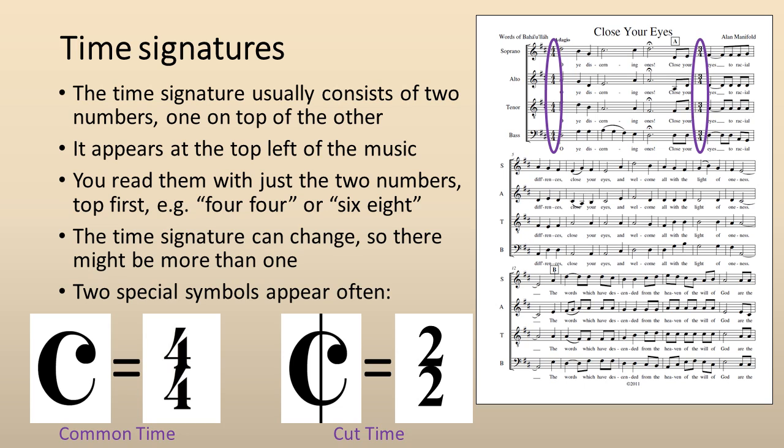And that brings us to our second topic, time signatures. A time signature usually just looks like 2 numbers, one on top of the other. Lots of music will have only one time signature, and you'll find it at the top left of the music. But the time signature can change in the middle of the piece, so you might see more than one, as in the example here. 2 time signatures appear so often that they have special symbols that can take the place of the numbers. One example is 4/4 time. That's how you read one of these, 2 numbers, saying the top one first.